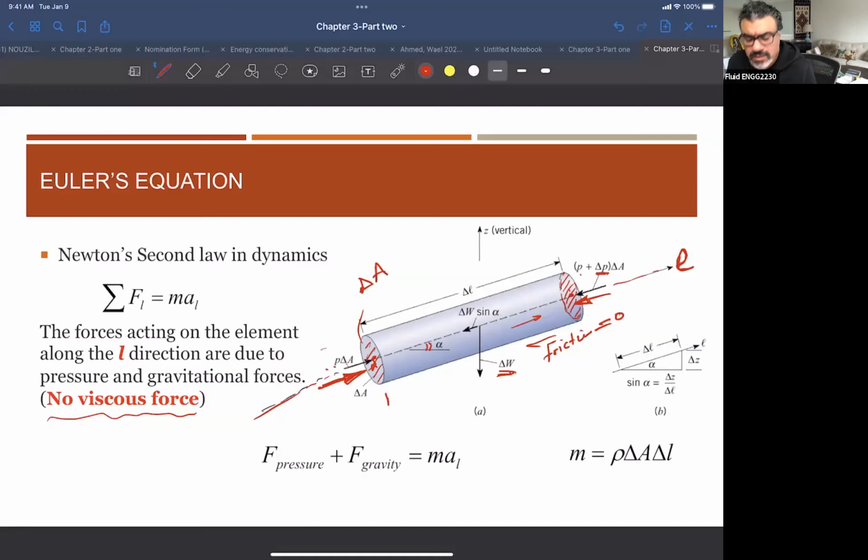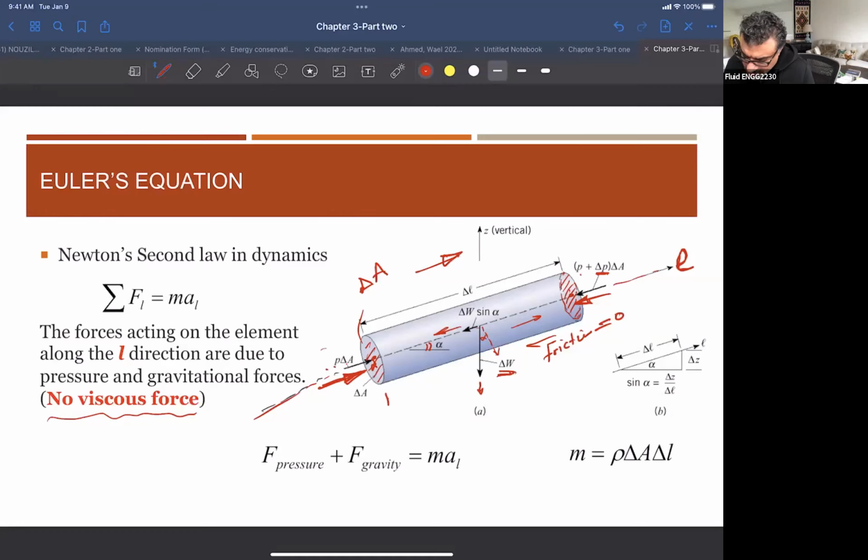But apparently here, because the weight is acting, of course, in the gravity direction, right? And we are interested in this direction. So I have to take the component of this weight. If this is alpha, it will be cosine here and it will be sine here, in this direction. So it's going to be delta W sine alpha.